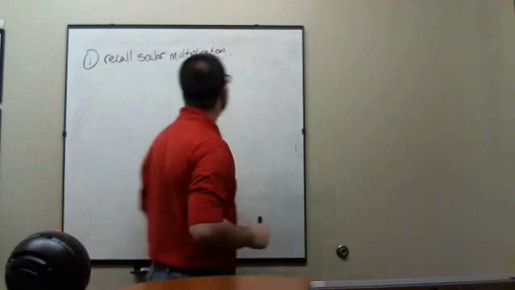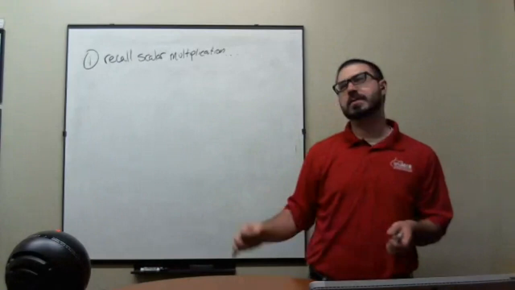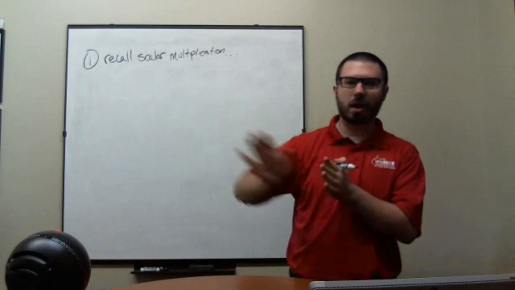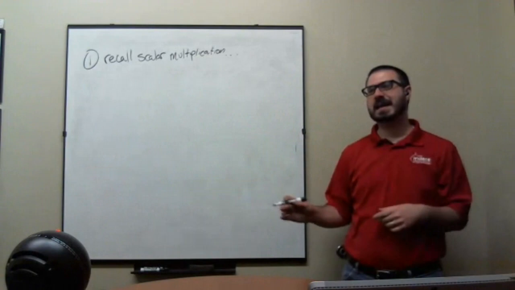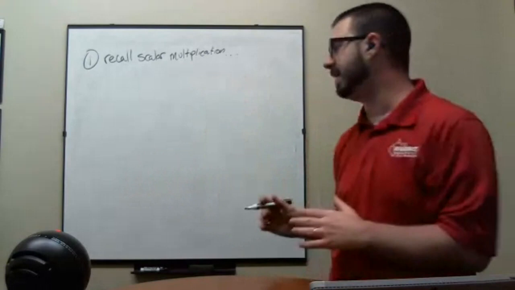Remember scalar multiplication? Remember we said, okay, if I have a vector and I take that vector and multiply it by three, then I get the same vector along the same orientation, but just three times as long. Well, if that's the case, I can take that vector and multiply it by any number to get a vector along the same orientation.